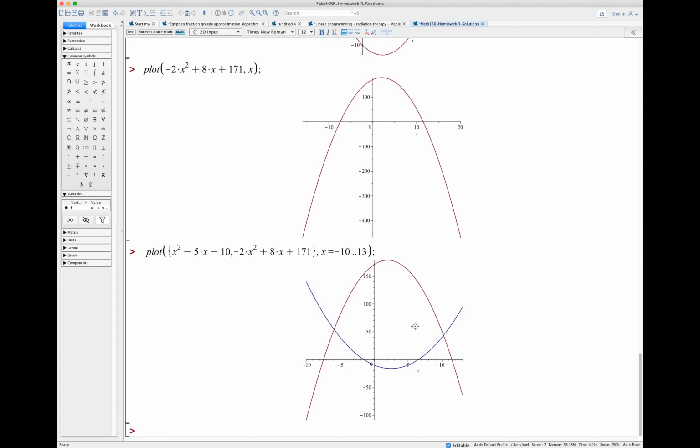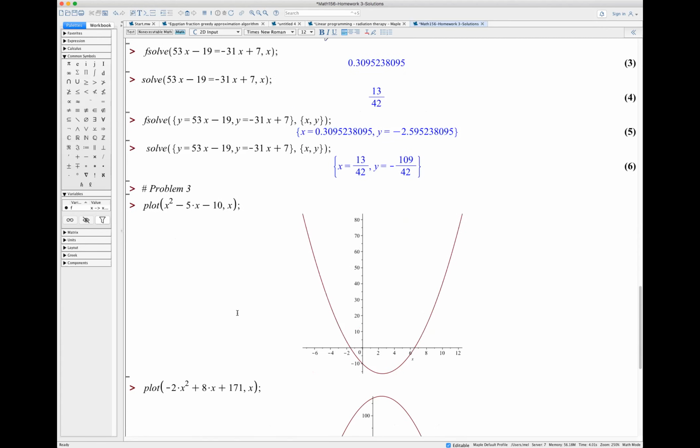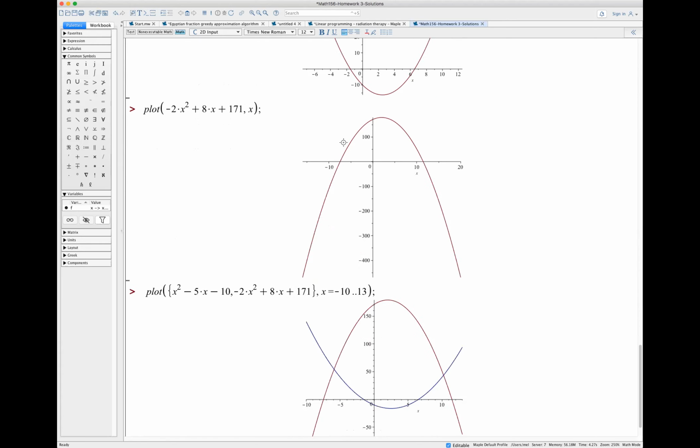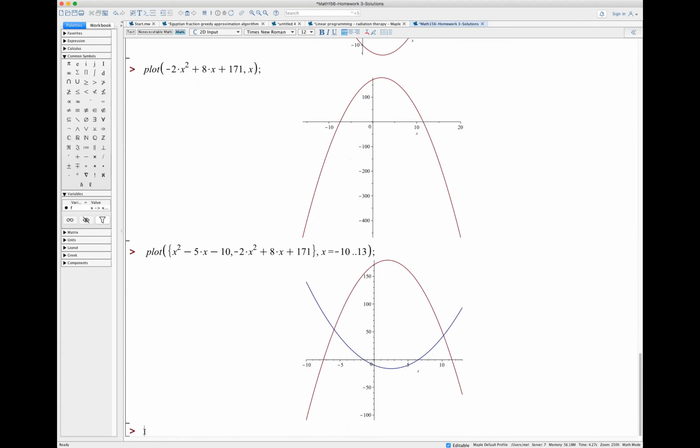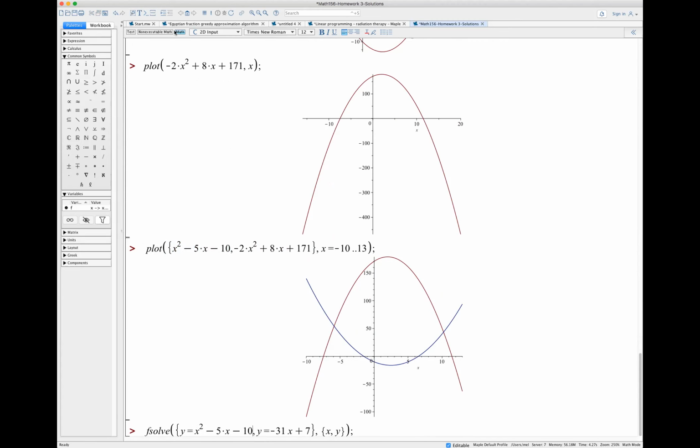Yeah, and we want the points of intersection. So we can do it graphically, or we can do it algebraically. We could just use this fsolve, for example. So we want to find where these two curves meet. That's one parabola. This is the other parabola.